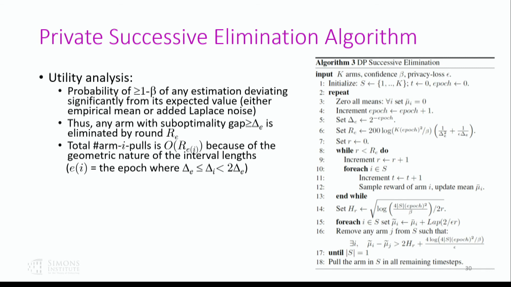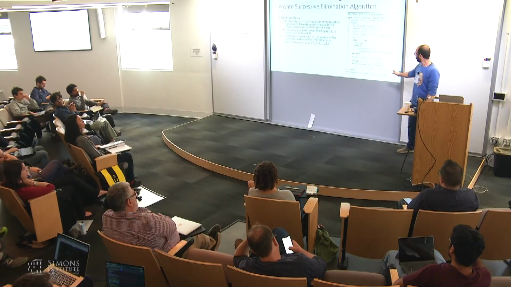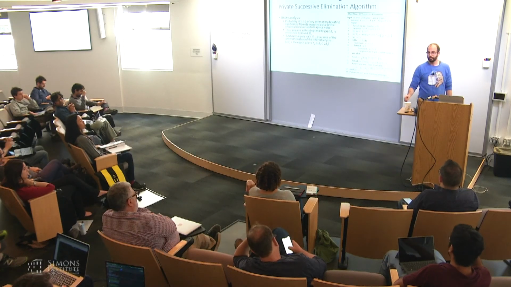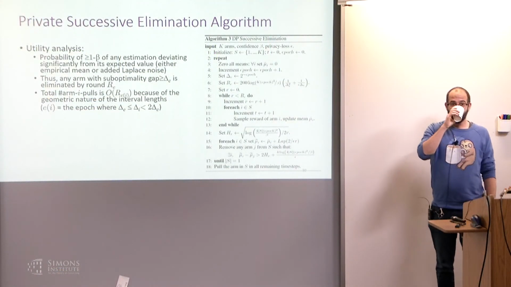And the analysis also fits into a slide. I won't really go into it, but subject to all the noise not getting out of hand, we remove any arm with a suboptimality gap delta of that epoch within a certain number of steps. And that means that the total pulls for an arm is proportional to the length of the last epoch. Yes? What's the histogram over? The histogram is over the rewards of the K arms. Or the remaining viable arms, sorry. Active arms. Oh, okay.